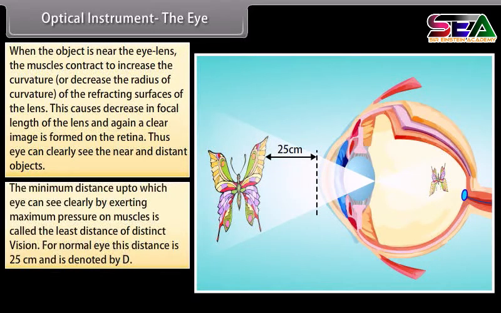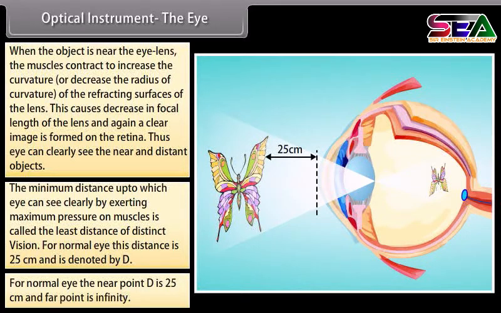The minimum distance up to which the eye can see clearly by exerting maximum pressure on muscles is called the least distance of distinct vision. For a normal eye, this distance is 25 centimeters and is denoted by D. For a normal eye, the near point D is 25 centimeters and the far point is infinity.